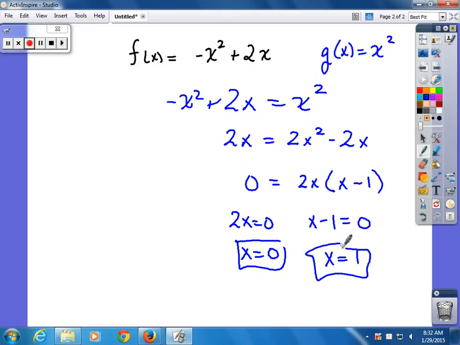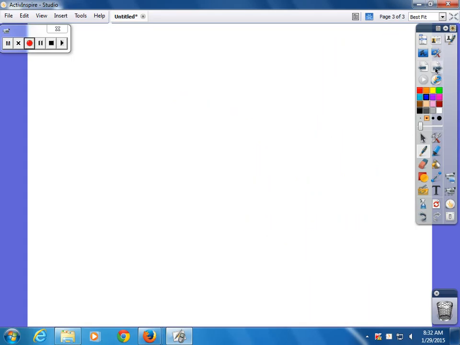Now, the reason I'm doing these steps is this is the way you should be doing it no matter what. Because not always are you going to be able to see where the intersection is. You're going to have to calculate. Now, at this point, you're thinking two things. You're thinking, what does it look like?